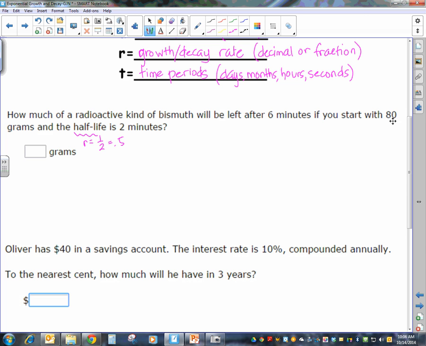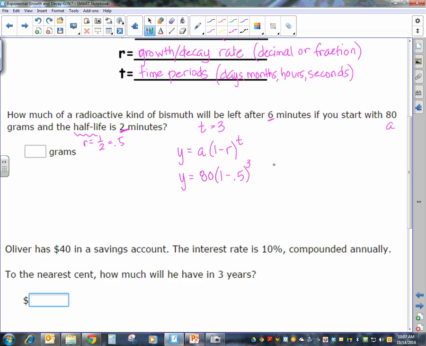Okay, this is how much I start with, so that's my A. And then I have my time periods. And if the half-life is 2 minutes, you've got to figure out how many 2 minutes are in 6 minutes. And hopefully y'all can figure out that there are 3 2-minute periods in 6 minutes. So that gives our T equal to 3. So my formula, half-life means it's decaying, so it's 1 minus R to the T. And Y equals A is 80, 1 minus, we'll go with the decimal, and T is 3.